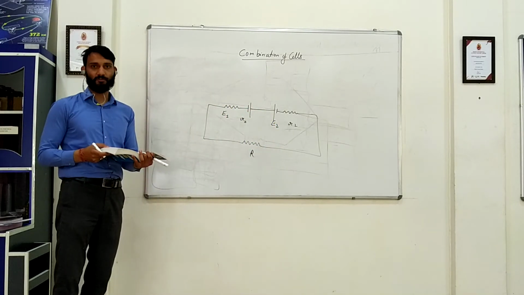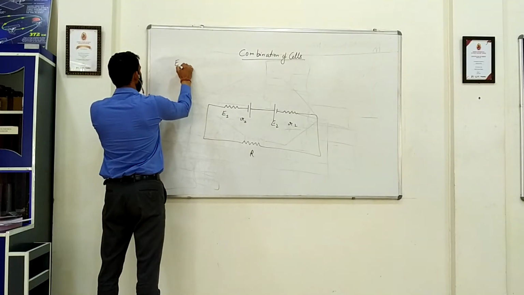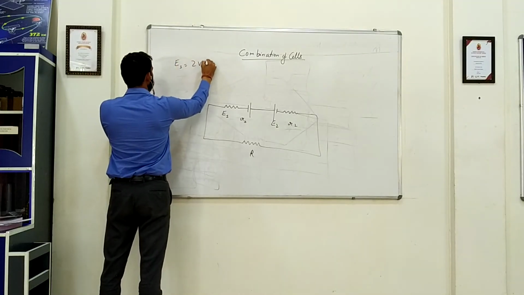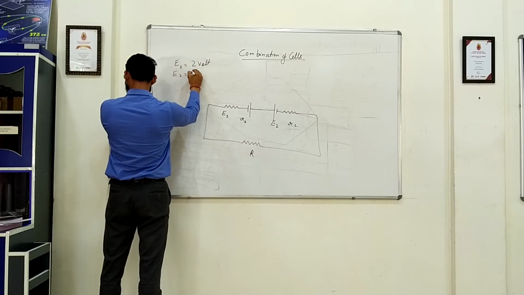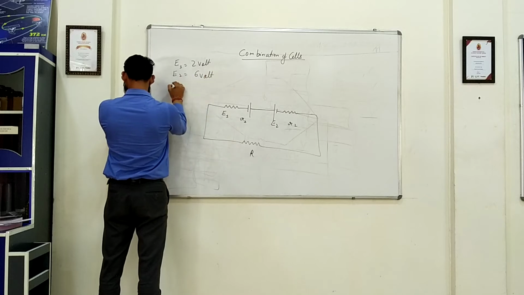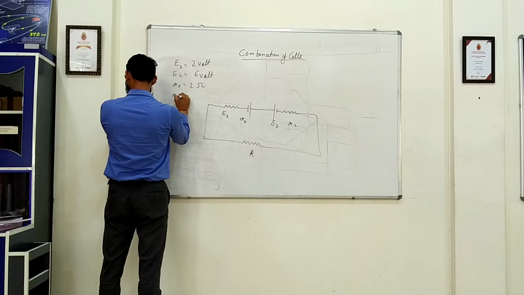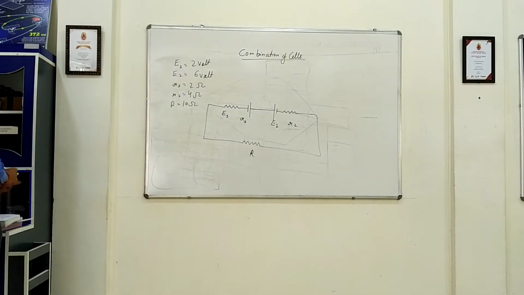So let me write the values here. E1 will be equal to 2 volt, E2 will be equal to 6 volt, R1 is 2 ohm, R2 is 4 ohm, and capital R is 10 ohm. They are asking you to calculate the total current.